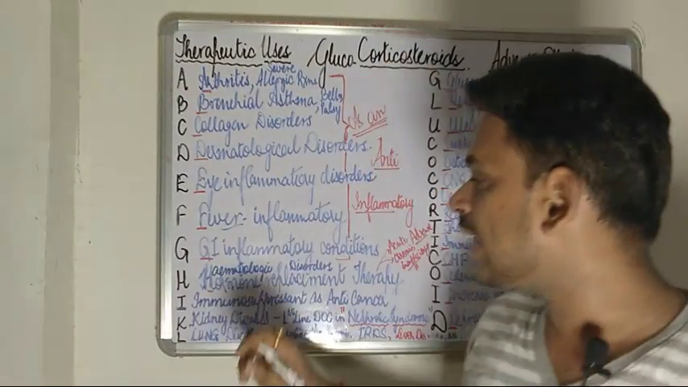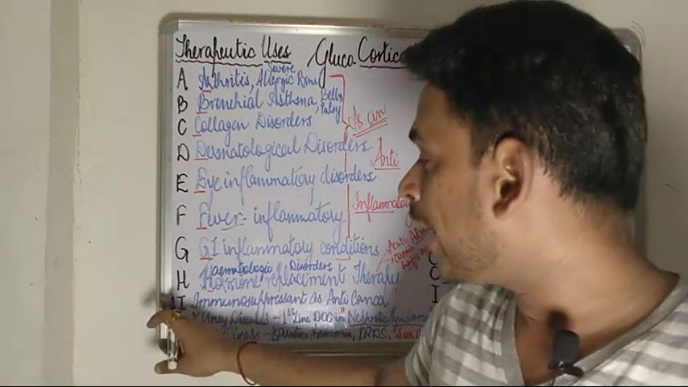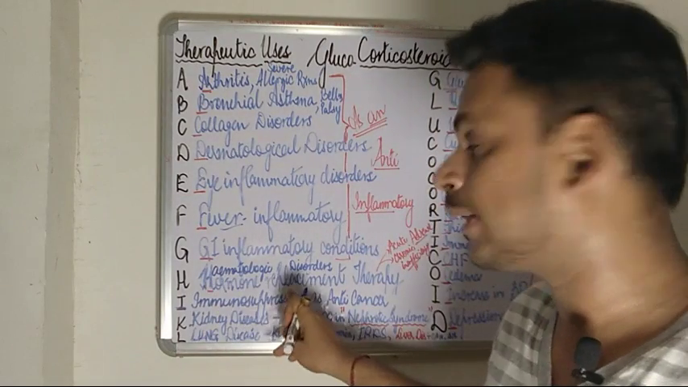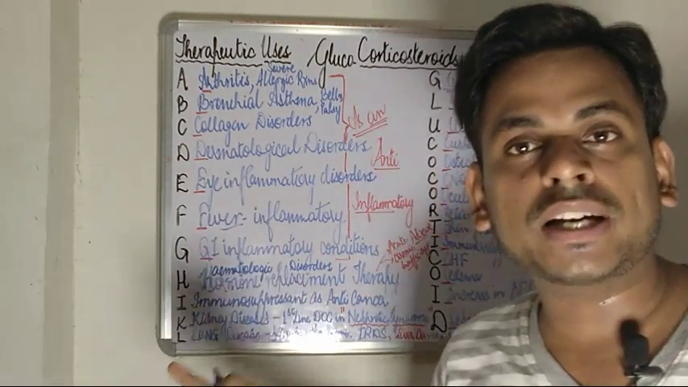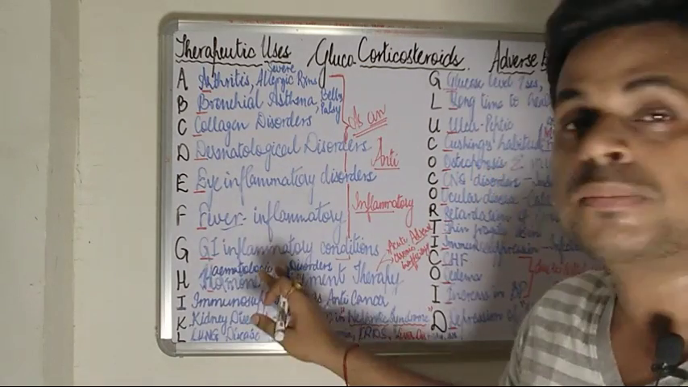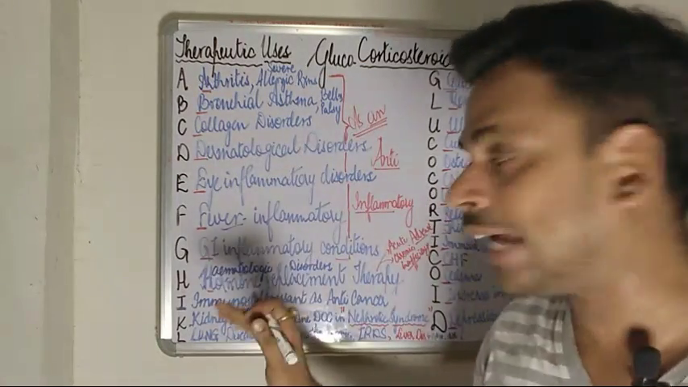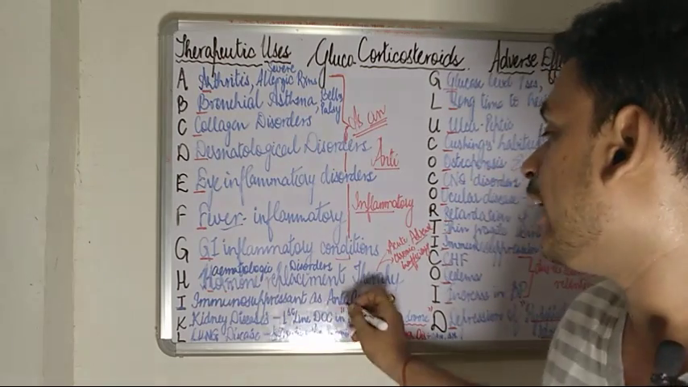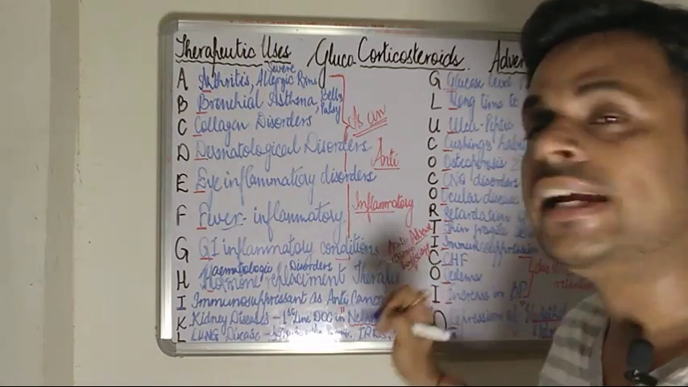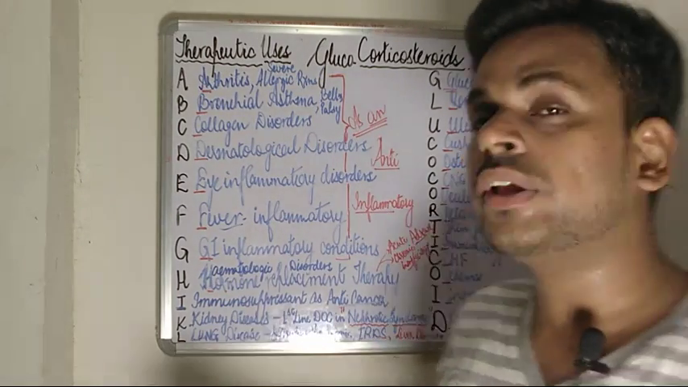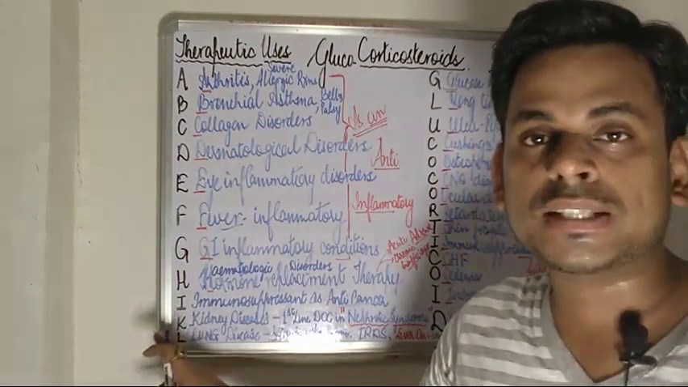Moving on to the next alphabet, that is I. So I here refers to the immunosuppressant. The glucocorticoids find their uses as an immunosuppressant, and also as an anti-cancer drug. Moving on to the alphabet, that is K. I have excluded the J, it has been skipped off.